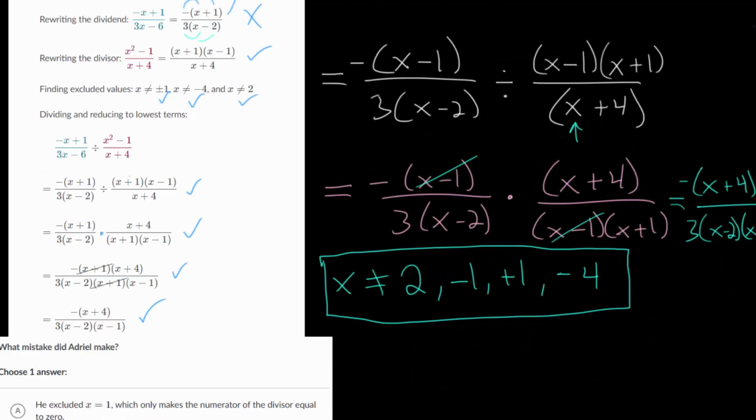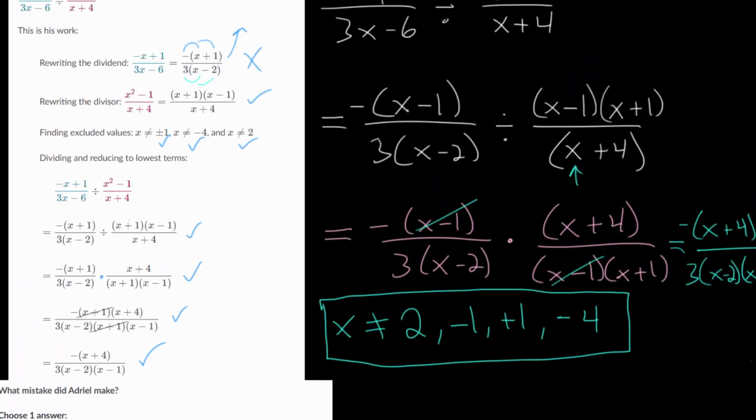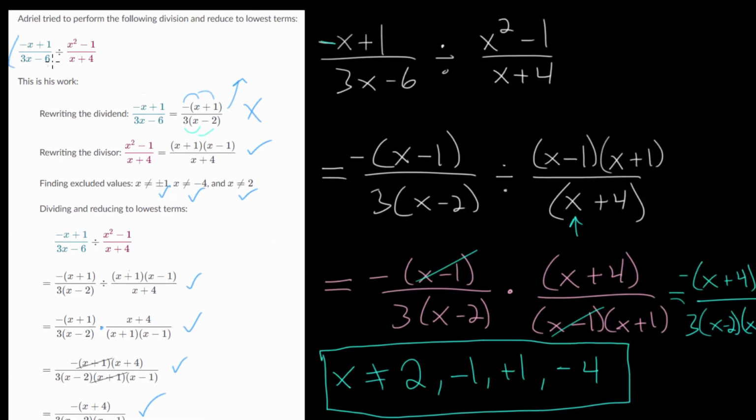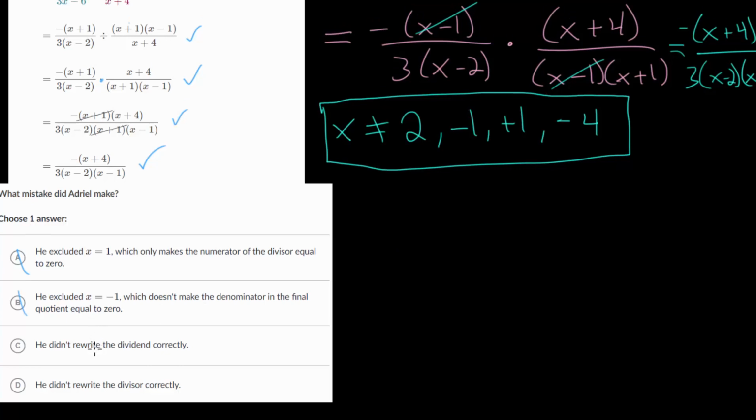So we can go look at the multiple choice. And we know it doesn't have to do with the exclusions, so it's not A or B. And he didn't rewrite the dividend correctly. The dividend, remember, is the one you're dividing into rather than the divisor, which is what you're dividing by. So for a multiple choice, we would say that he rewrote the dividend incorrectly. So that's this one.